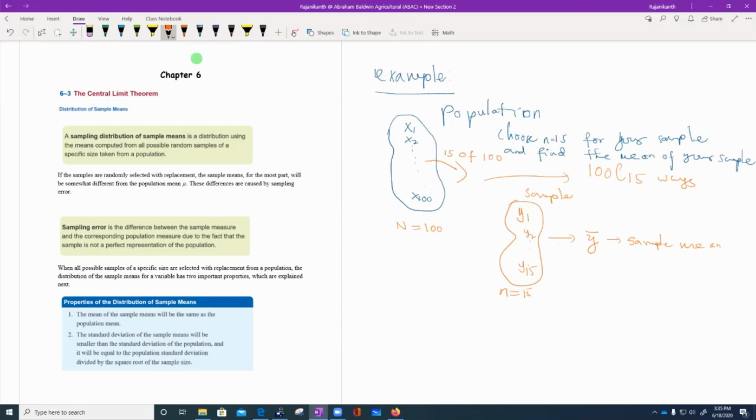Now if you look at the second definition, this is about the sampling error. The sampling error is the difference between the sample measure and the population measure, right? Remember, we are estimating the parameter value of the population by looking at your sample. So when you estimate something, there is always a difference between the original and the estimated. Those differences are called the sampling errors.